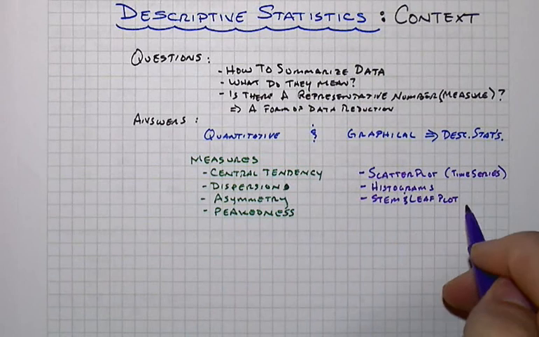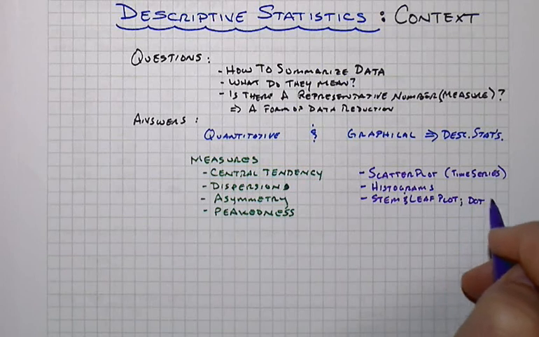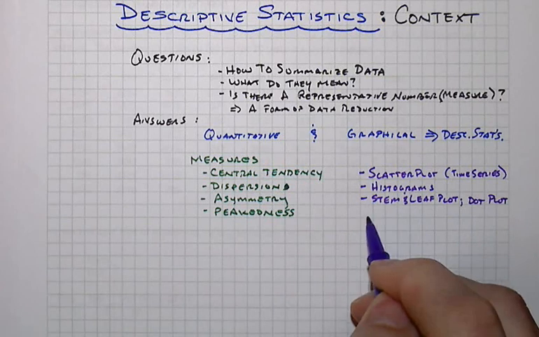Not used as much anymore, but it is a really nice, simple, elegant, easy to create, although sometimes time consuming for a large data set. But there's a lot of interesting information from a qualitative standpoint that you can get out of a stem and leaf plot. A similar plot is called the dot plot that goes along with the stem and leaf plot, and these are going to look very much like the histograms.